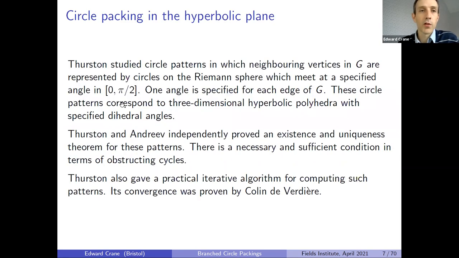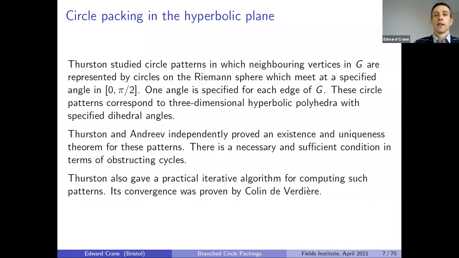Okay, so let's talk about circle packing in the hyperbolic plane. So now we're not in the setting of Schramm's metric packing theorem, because we don't have a metric on the two sphere to begin with. So now I'm talking about Thurston. Thurston's take on Koebe's theorem was that actually it told you about hyperbolic three manifolds.